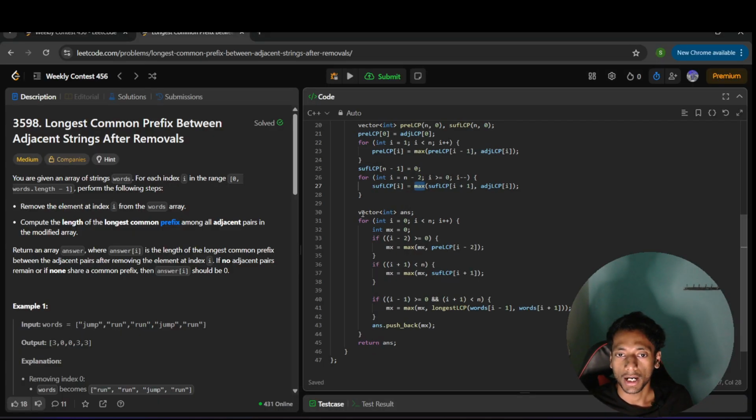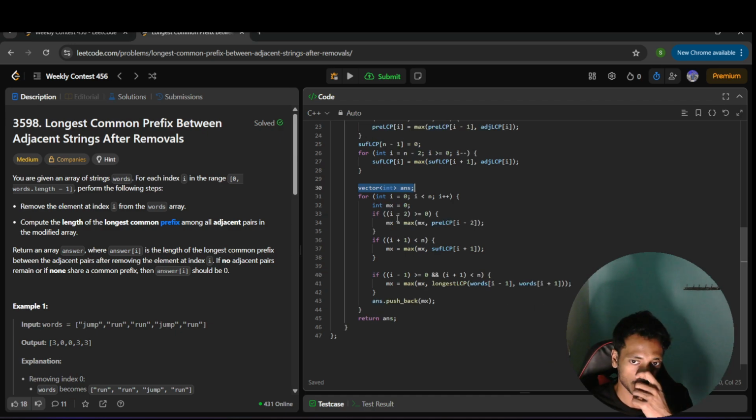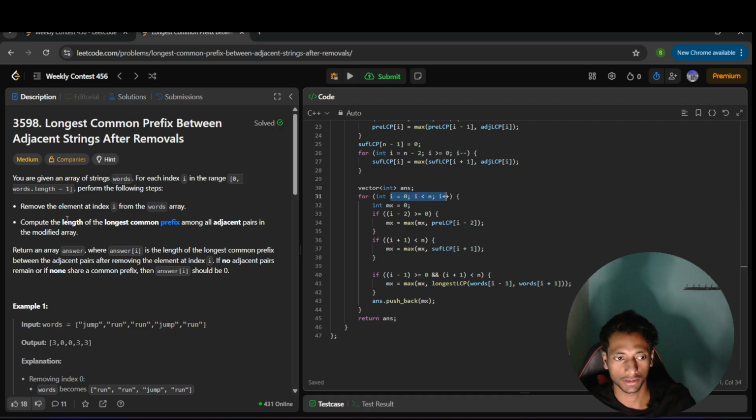Now what I have to do is return a vector of integers as the answer. So I have taken this vector that I have to return, and I will iterate over each position, I is equal to 0 to I less than n, because I have to remove each word. Suppose first I remove jump, then I will calculate the maximum length of the common prefix substring. So I have taken a maximum variable, which is initialized to 0.